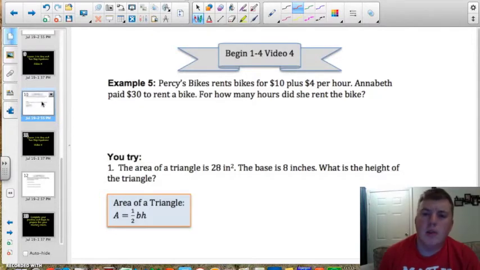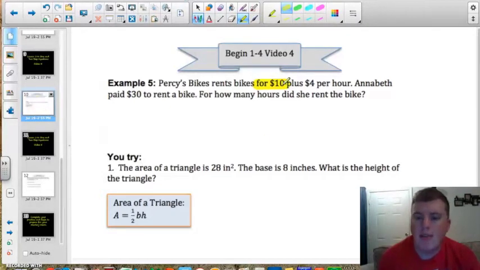So the first thing we want to do is break down this problem and make sense of what we are given. So let's go ahead and highlight our important information. We know that just to rent a bike, no matter how long you have it, it's going to cost $10. We know that for every hour that we have it, it's going to cost us $4 more. And we know that Annabeth paid $30 to rent her bike.